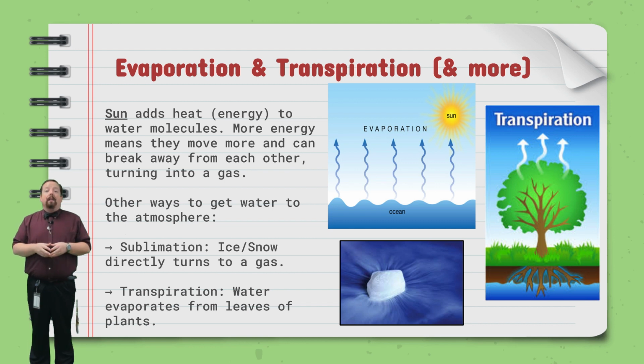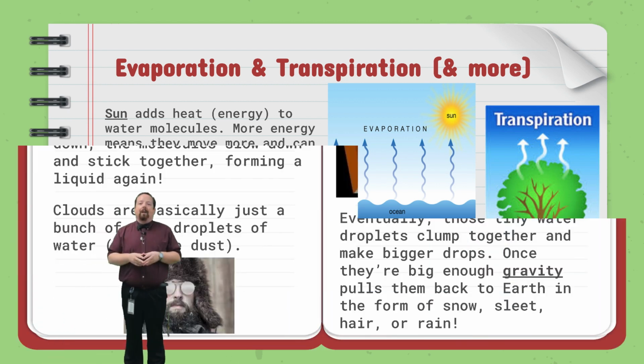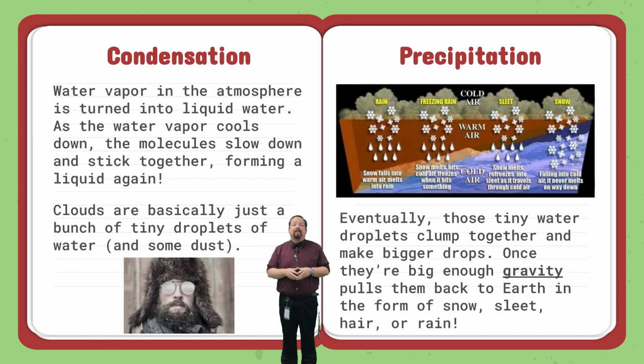Transpiration is when water that's underground gets sucked up by the roots of plants, and then that water evaporates through the leaves of those plants. While these two ways are not the most prominent way in which water enters the atmosphere, they're still very important to know about. Once the water is in the atmosphere, it acts as a highway, transporting the water from place to place. Condensation and precipitation both take place in the atmosphere.